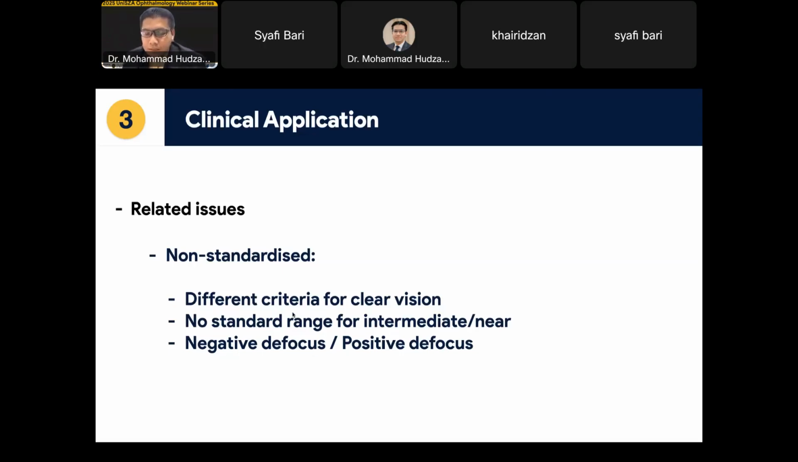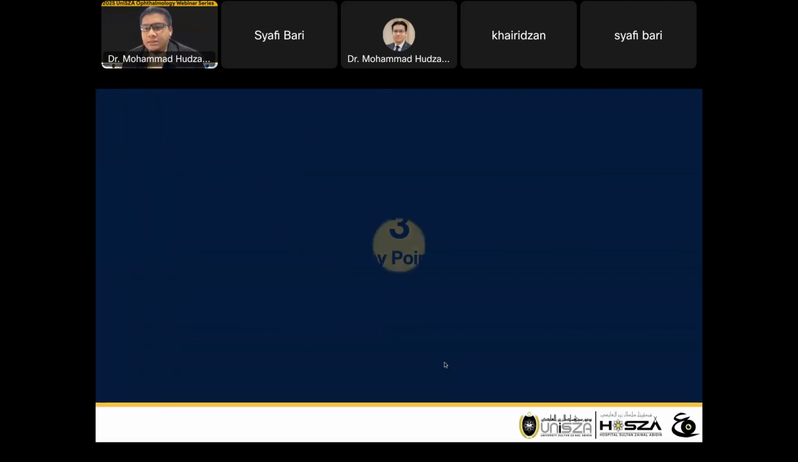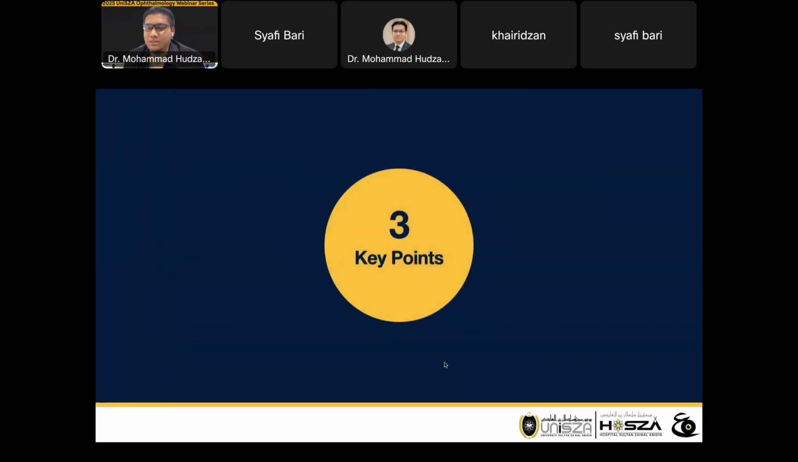And certain brands will provide negative defocus, and certain brands will also provide positive defocus. Positive defocus we will not discuss today. The aim of this session is to understand the defocus curve and minus defocus curve first. Later we can add on the positive defocus. So that's about it for the 3 main points to understand the defocus curve and how the IOL behaves. I think that's all for today.